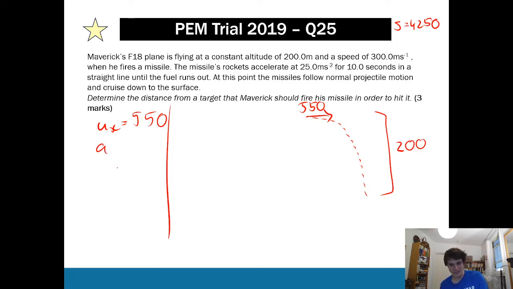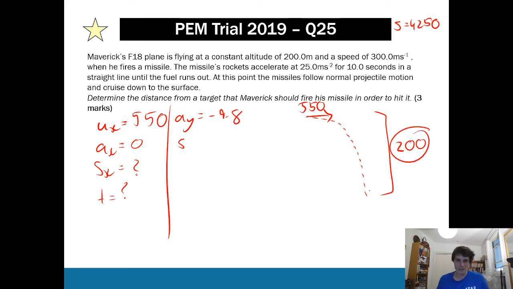Now, we know that our acceleration in the x direction is zero. We are interested in figuring out what our displacement is in the x direction. That's what we're trying to find, and we don't know how long it is. So remember, your time is the glue that sticks your x components and your y components together. Which means we probably want to take a look at what's going on in the y direction, and that will tell us what is happening here. So in our y direction, we have our classic acceleration of negative 9.8 meters per second squared. We also know that our displacement is something to do with 200.